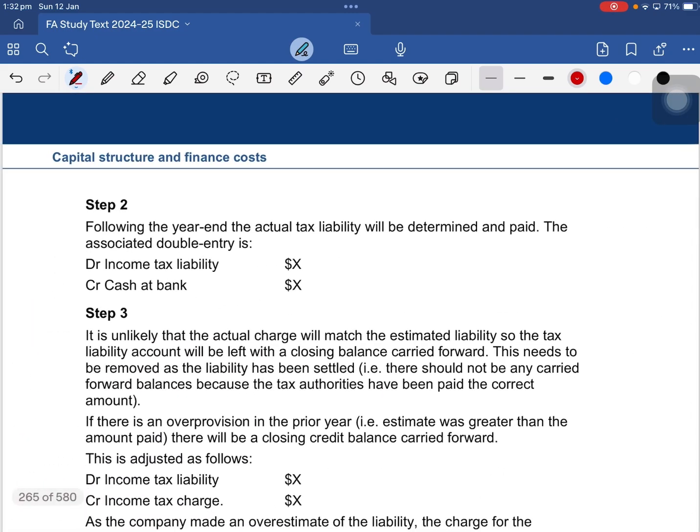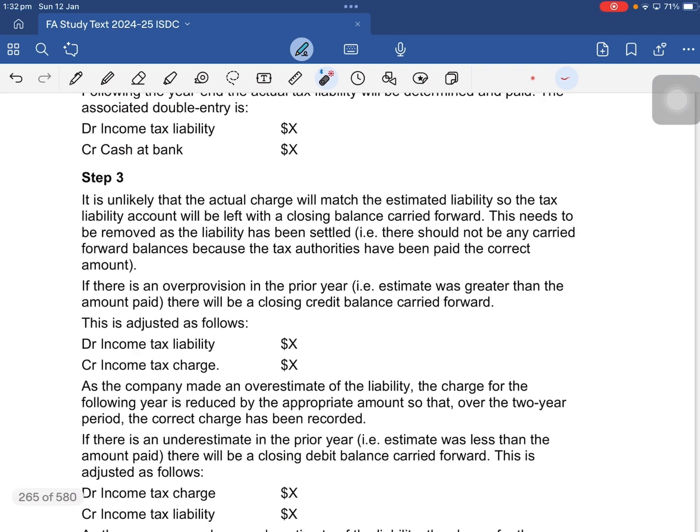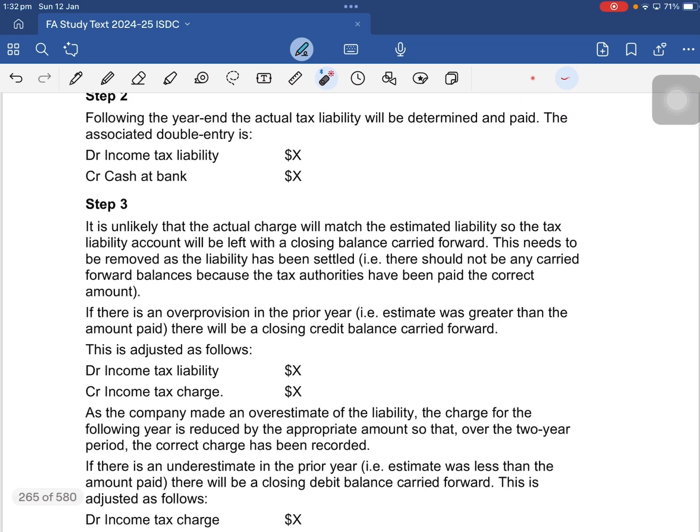And when you pay income tax, what happens? You debit the tax liability because it is no more, and you pay cash, so cash is credited. Now, at the time of payment, you would know whether what you have calculated is wrong, whether it is more or less. So in that case, either it is under provision or it is over provision. I'll explain what it is.